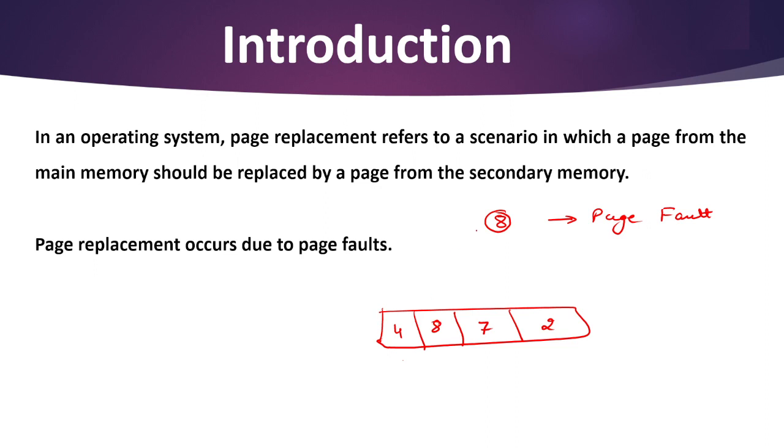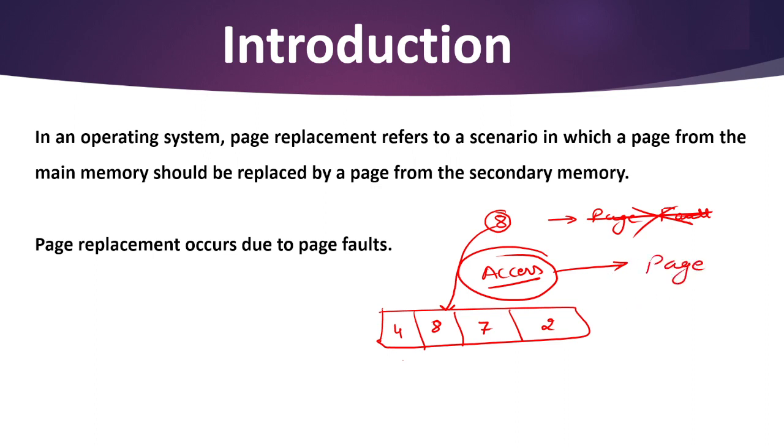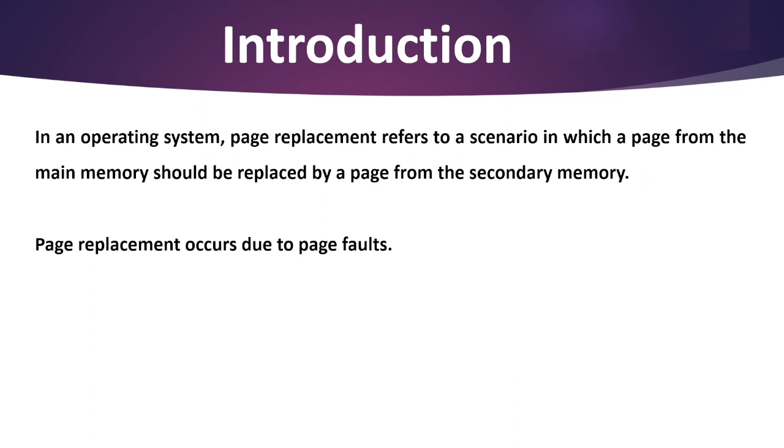If value 8 was here and the CPU could find it and access it easily, the page fault would not occur. So because we want page faults not to occur, we always use page replacement algorithms, so that whenever the CPU wants to access any value from the memory, it will easily get that value. I hope everything is clear.